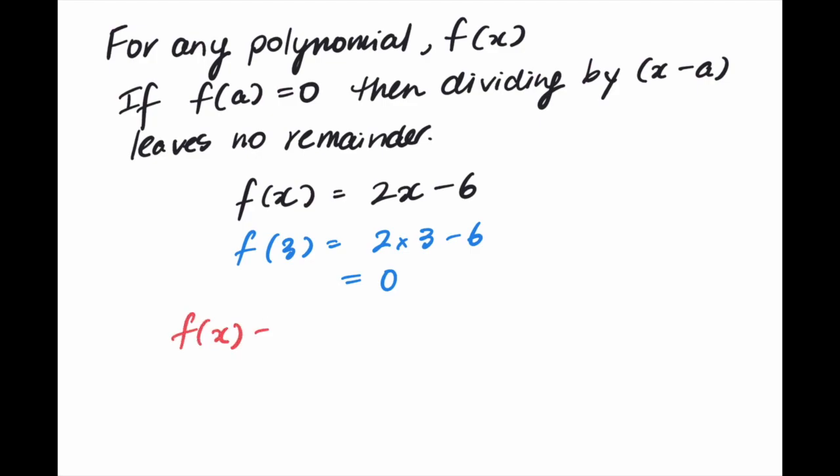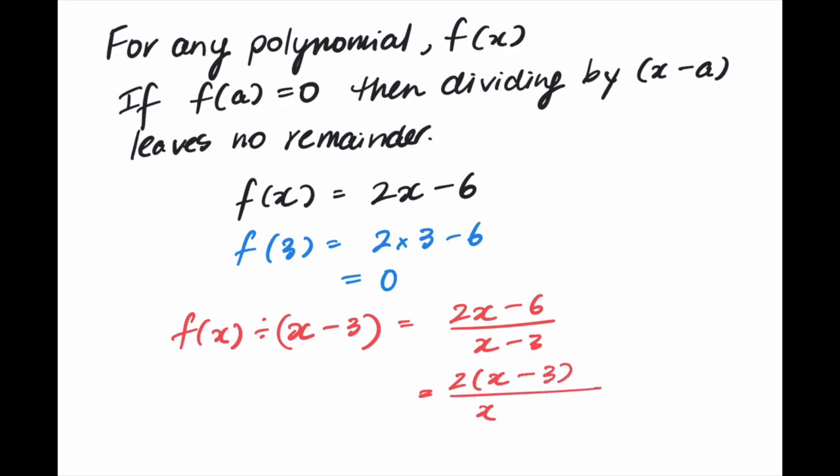So we're going to divide f at x by x minus 3. Now what we'll do is we'll split f at x into two parts. And we can do that by taking the top line of this division and factorising it. And one of the factors is x minus 3. And that allows for easy division. We get an exact answer of 2. So there is no remainder when we divide the function by x minus 3.